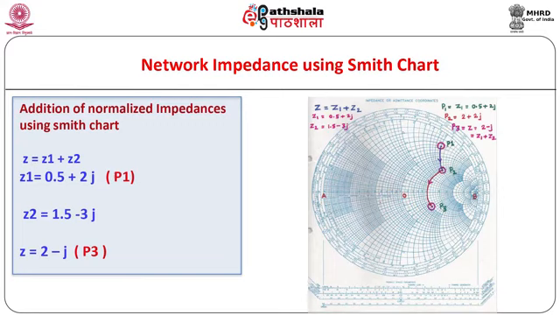This approach is generally not recommended because the value of R and X in Z can be calculated easily as R is equal to R1 plus R2 and X is equal to X1 plus X2. The corresponding point representing Z can also be plotted on the Smith chart directly.